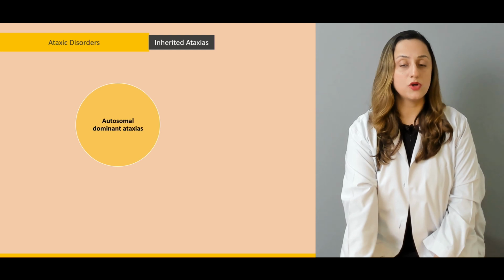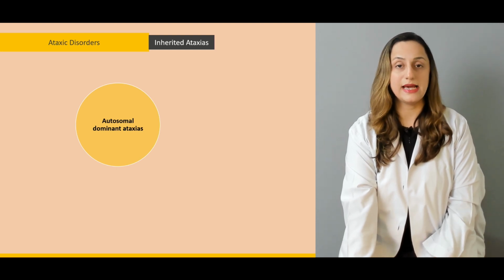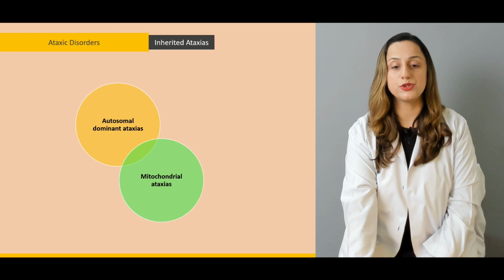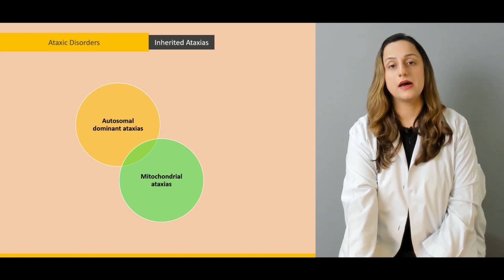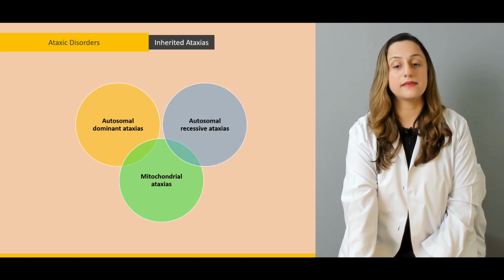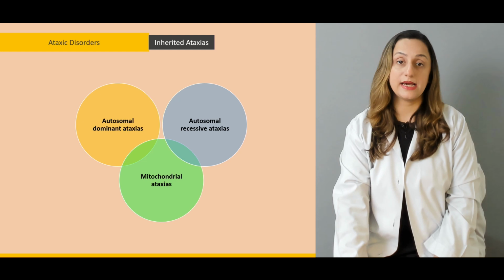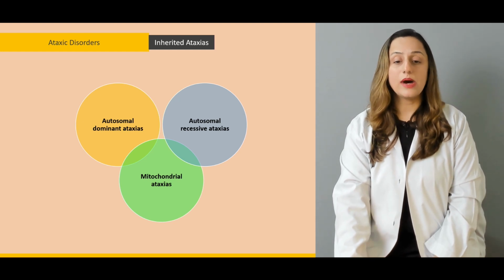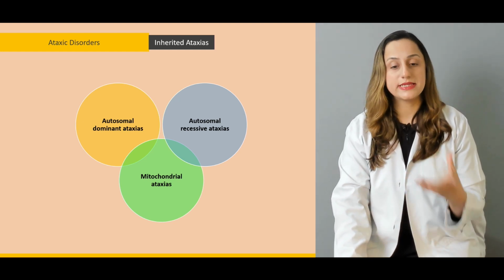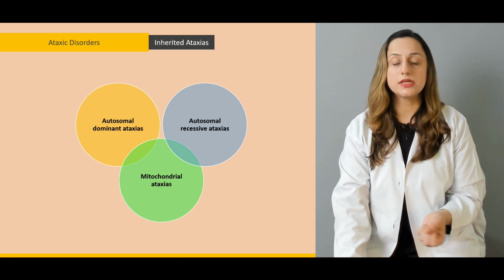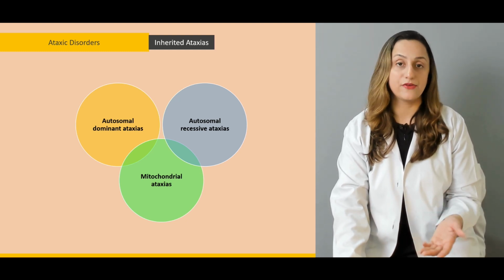Now, when we talk about the inherited ataxic conditions, we have the autosomal dominant ataxic conditions, mitochondrial ataxias, and then we have the autosomal recessive conditions, which again manifest as ataxias. So either it is a dominant or a recessive or a mitochondrial condition, it is going to have a genetic background over here.